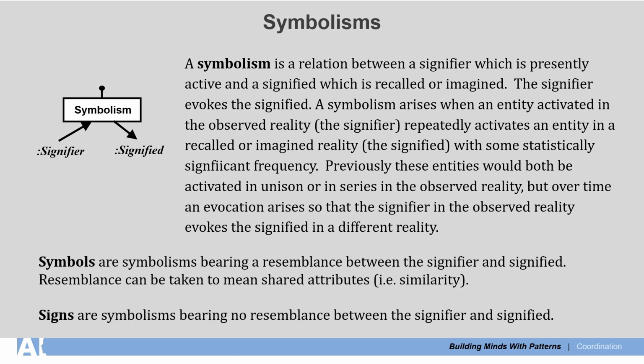Symbols are symbolisms bearing a resemblance between the signifier and signified. Resemblance can be taken to mean shared attributes or similarity. Signs are symbolisms bearing no resemblance between the signifier and signified.